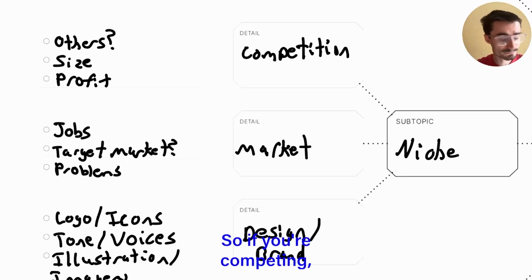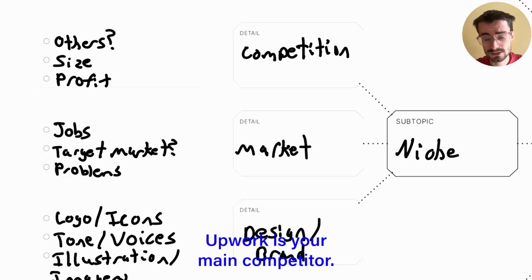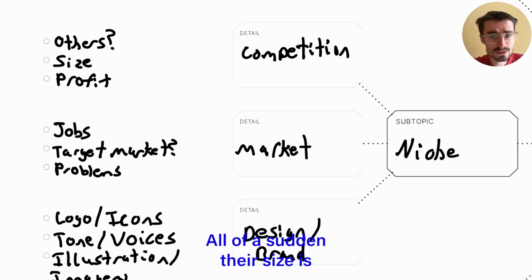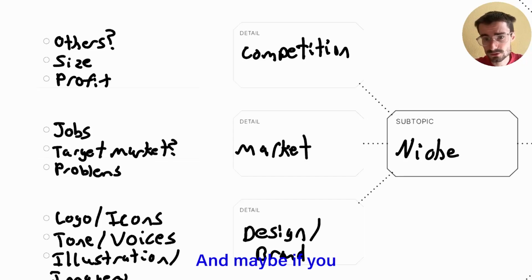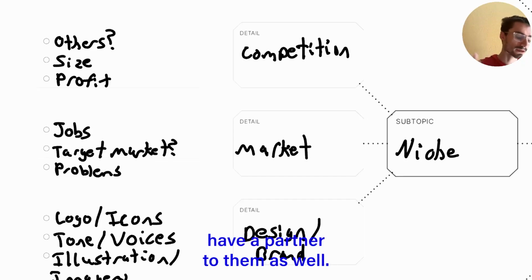So what's the size, right? So if you're competing, for example, let's just say Upwork is your main competitor and Fiverr is also your main competitor. Well, all of a sudden, their size is much bigger than yours. Plus, they're backed by capital. You are only backed by whatever is in your bank balance, and maybe if you have a partner, then as well, right? And then profit.